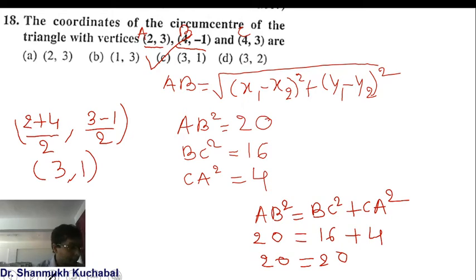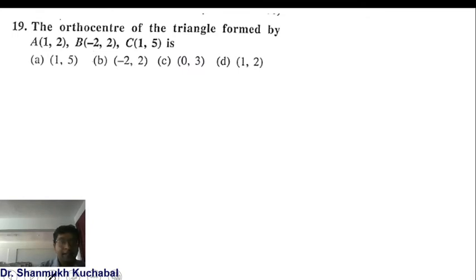Yes, we'll move to our next example. Example number 19: the orthocenter of the triangle formed by the points A, B and C is given, and we have to calculate it. For this I am going to use the distance formula, D equal to the square root of (x1 minus x2) whole square plus (y1 minus y2) whole square. Here the points A, B and C are defined.